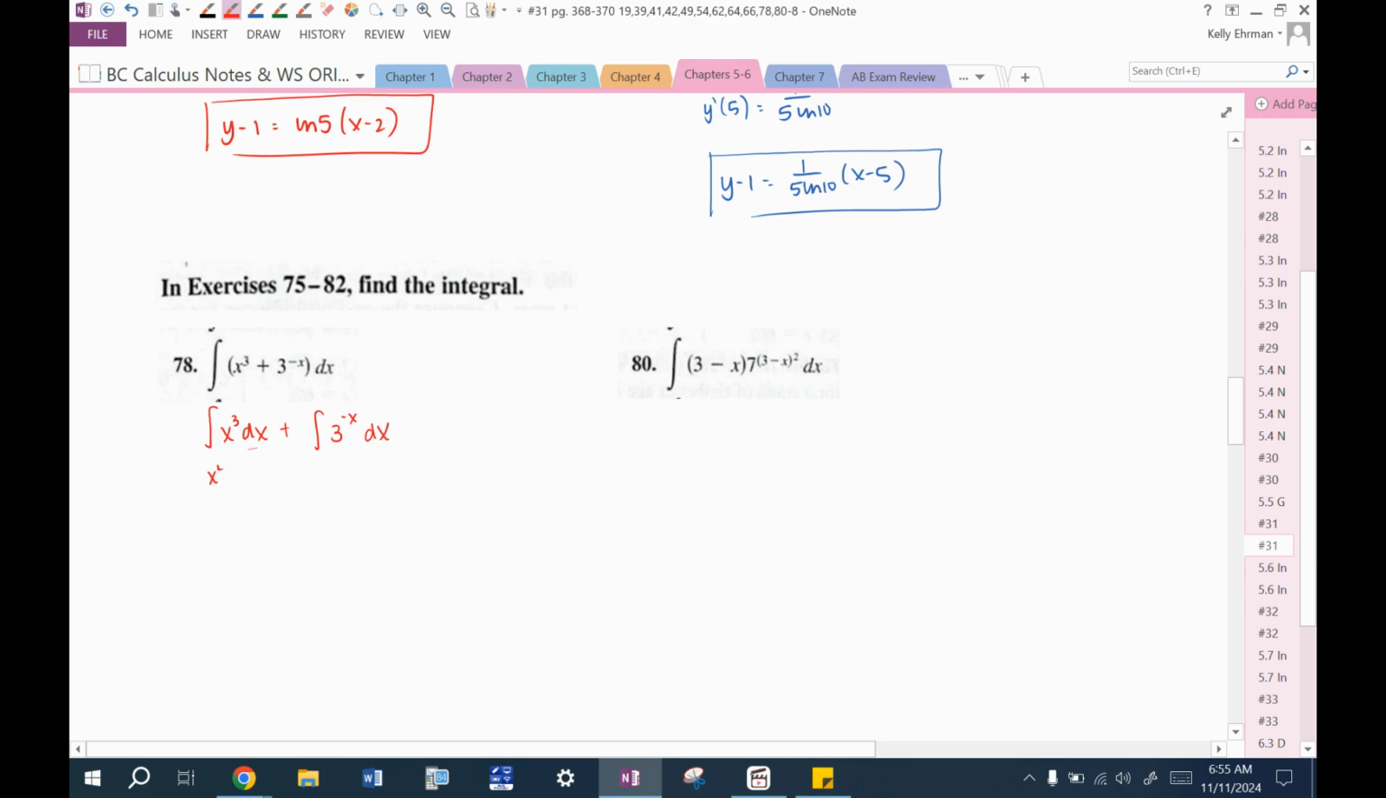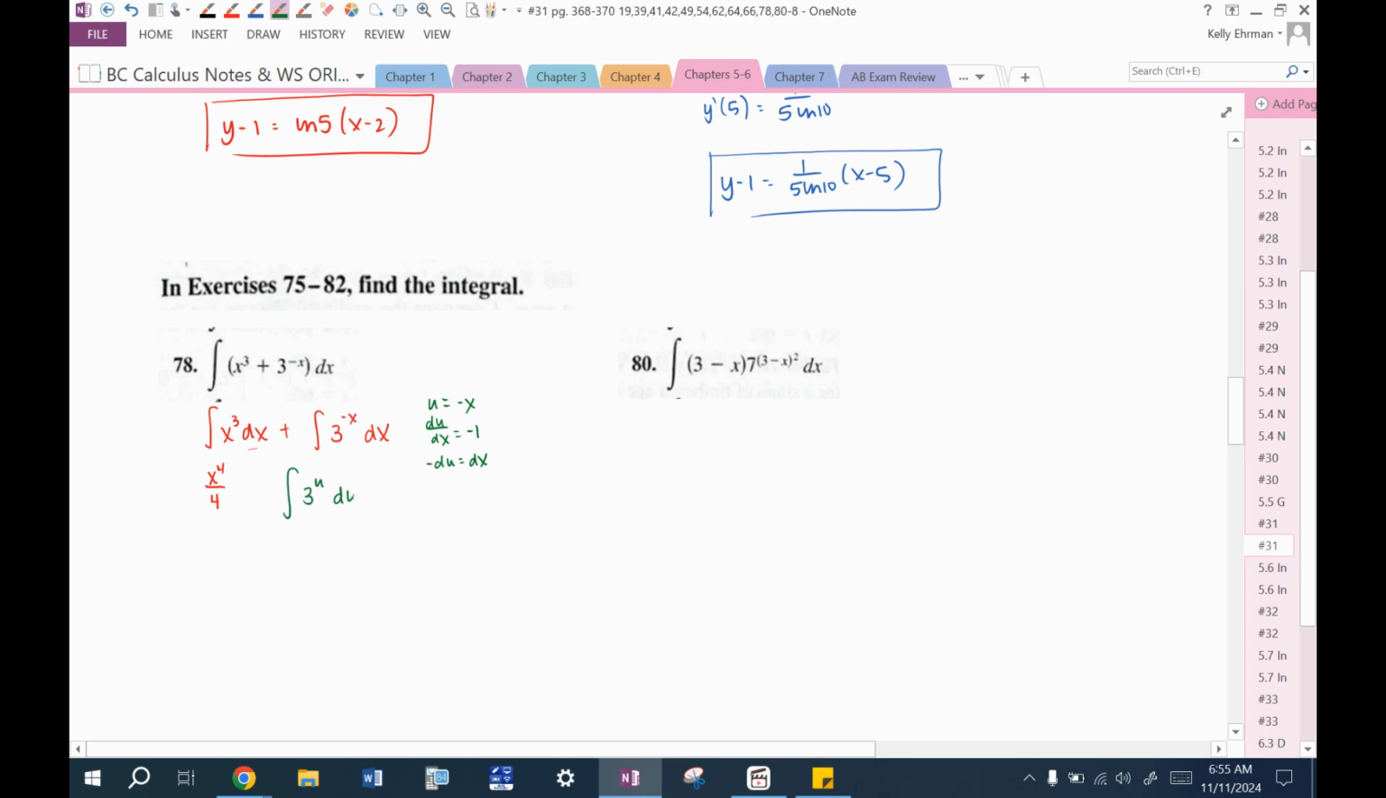Okay, so this part's easy. This is x to the 4th over 4. But then this part needs a little bit of work. So let's see. U would equal negative x. Du dx would equal negative 1. Negative du would equal dx. So to set up this u sub, I'm going to have 3 to the u.